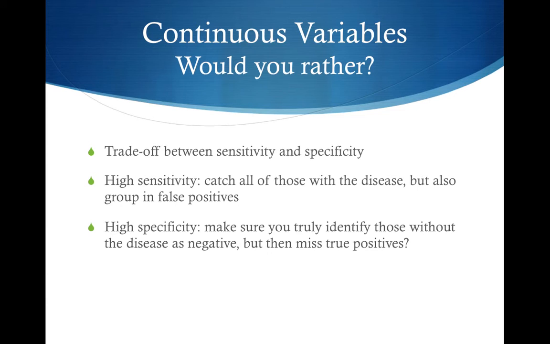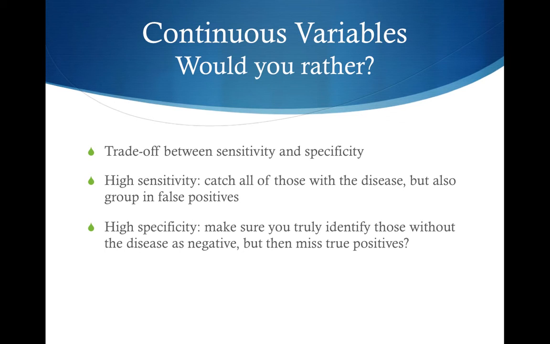So one thing that your book talks about is continuous variables. So we just talked about having a positive versus a negative test, but what if the test is something more continuous? So blood pressure, cholesterol, more numerical numbers. And this really comes, I'm not going to get into detail about it, but it really comes down to a would you rather. So there is a trade-off here between sensitivity and specificity.